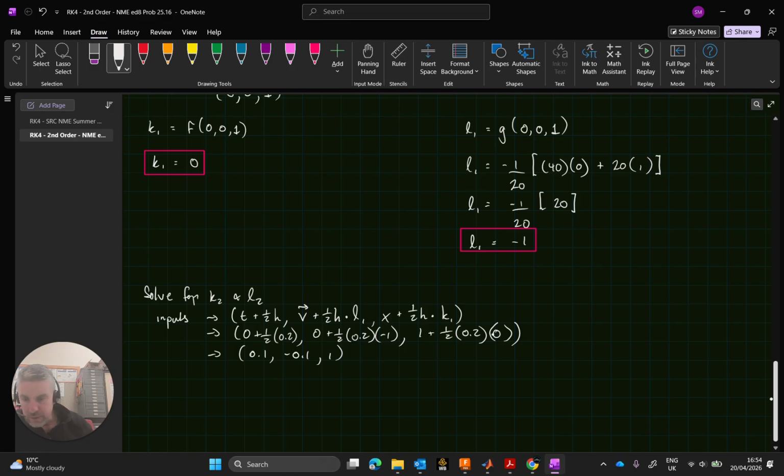So our K2 value is equal to, we're going to use our function f using 0.1, minus 0.1 and 1. I didn't write it up here, but this function is just equal to v, right? That's all it is, equal to v. So our v value is this middle one, minus 0.1. So we can say now that K2 is equal to minus 0.1. Right? Let's go for purple on this one.